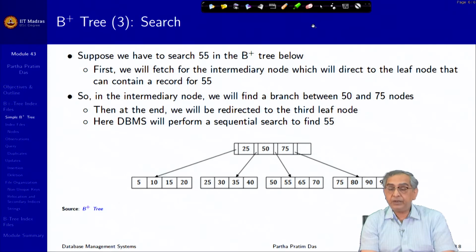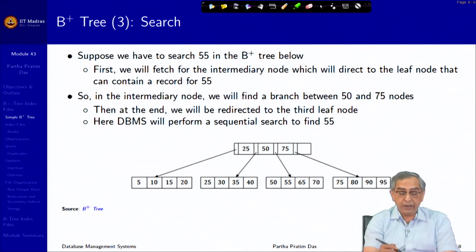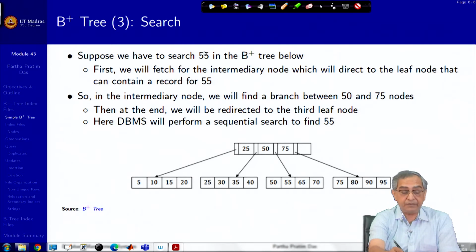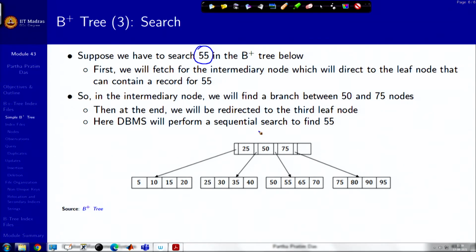So, how do you search? Very simply, as we did in the case of the 2, 3, 4 tree. Suppose in this given tree I have to search for 55. I will start with the root, compare with 25, it is more, compare with 50, it is more, compare with 75, it is less. So, this is going sequentially.